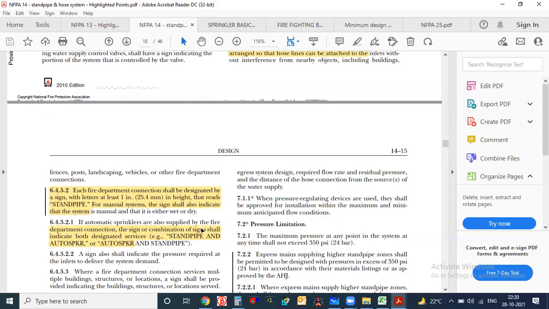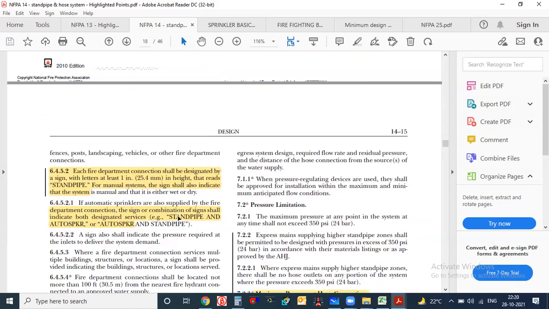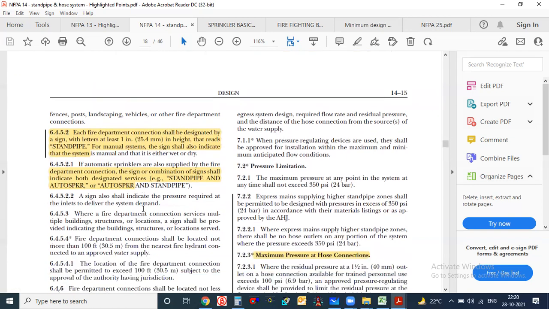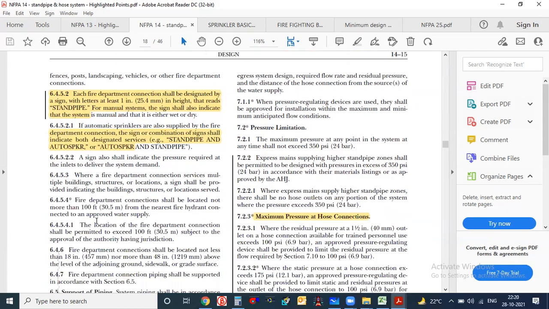If the automatic sprinkler is also supplied by the fire department, the combination sign shall indicate standpipe and auto sprinkler. And here they have given that the fire department connection shall be located not more than 100 feet from the nearest fire hydrant connected to an approved water supply.